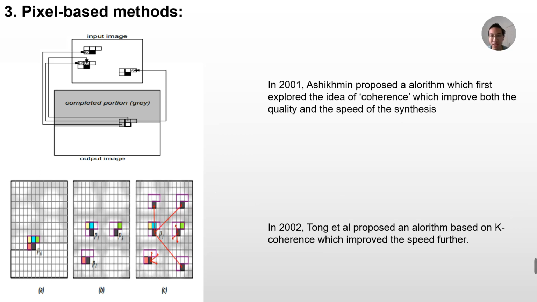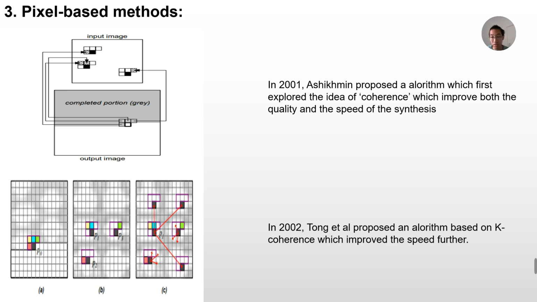And in 2001, Ashikhmin proposed an algorithm which first explored the idea of coherence, which improves both the quality and the speed of the synthesis. And these two are better than the algorithms that we discussed above. The key idea is to use the relative position of the neighborhood pixels and the center pixel. We can see the picture on the left. If the neighborhood pixel is one pixel to the left and one pixel above with respect to the center pixel, and the neighborhood pixel is synthesized, then the candidate of the center pixel in the output image is one pixel to the right and one pixel below the matching pixel of the neighborhood in the input texture.